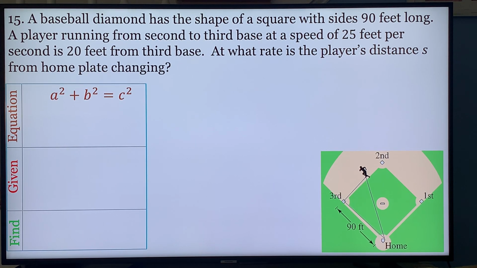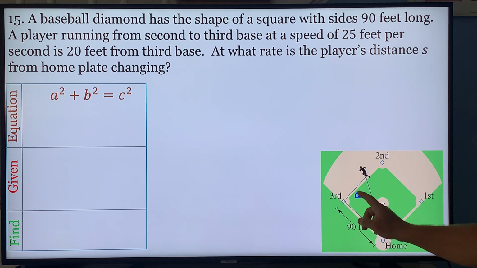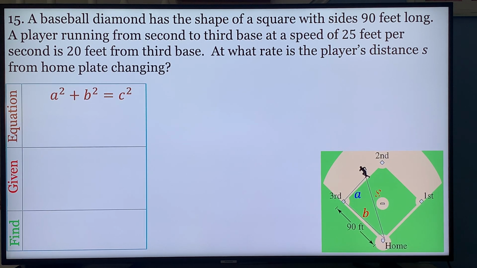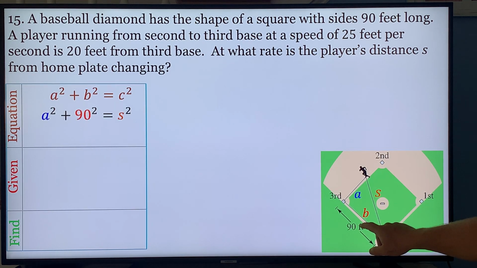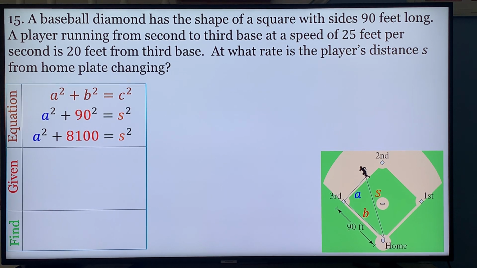Anything always the same in this Pythagorean theorem? The distance between the bases never changes. That's always 90. A, B, and then that's S. A squared plus 90 squared is S squared. A squared plus 8100 equals S squared. All right, so I got my equation. Drawing the diagram. All right, let's see what we got here.